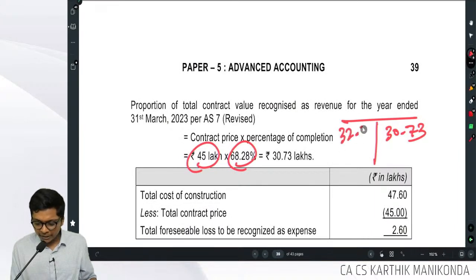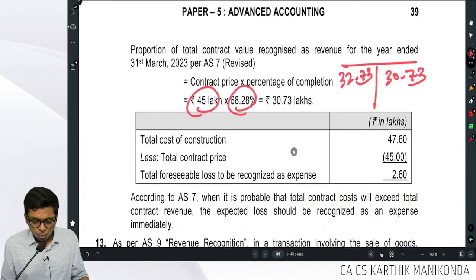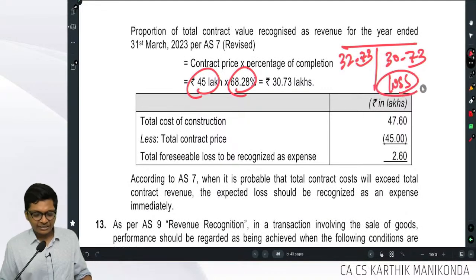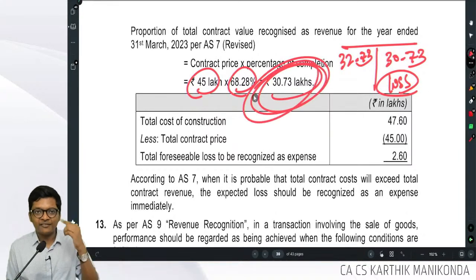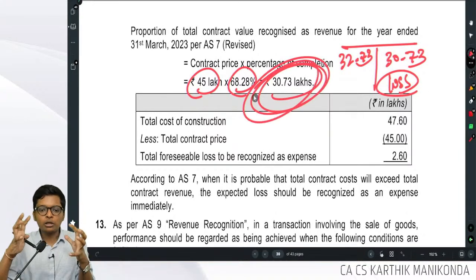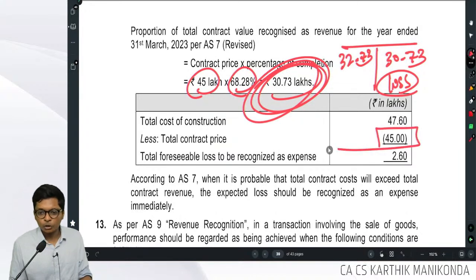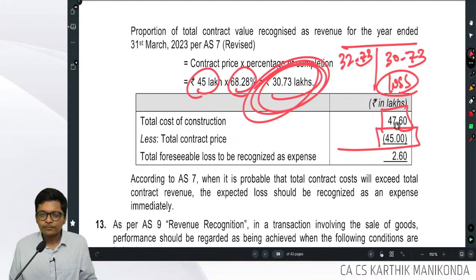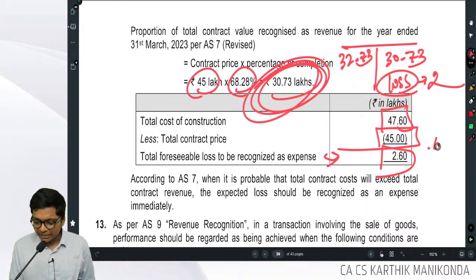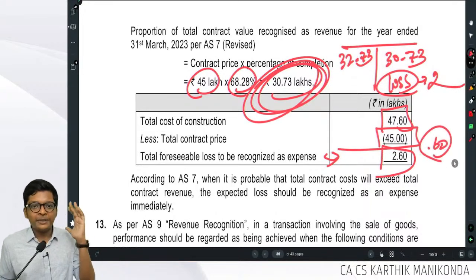32.73. Therefore, you have a loss in current year. The minute you see a loss in current year, because this is the revenue of current year, we have loss. I told you, do total contract revenue minus total contract cost to find total loss. So if you look at this, total contract revenue is 45, total contract cost is 47. So total loss that I'm going to recognize is 2.60. Current year loss is 2. Estimated loss is 0.60. So total loss of 2.6 will be accounted.